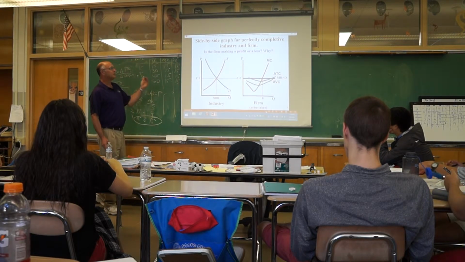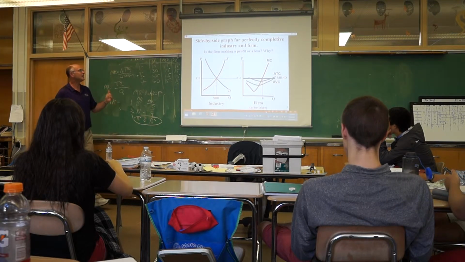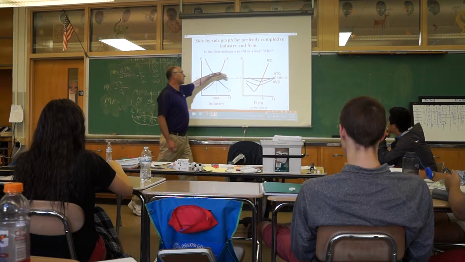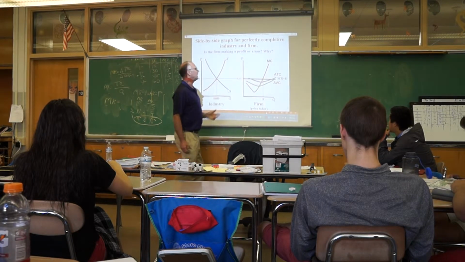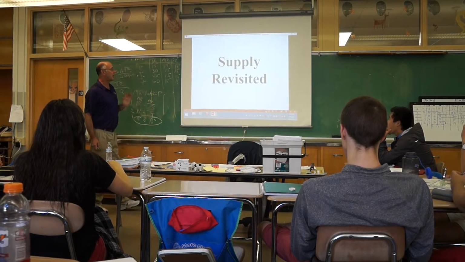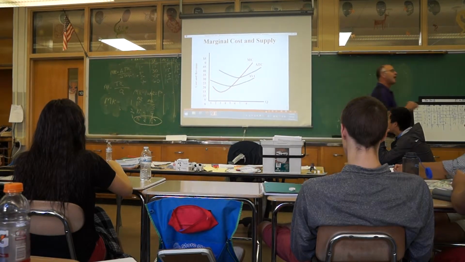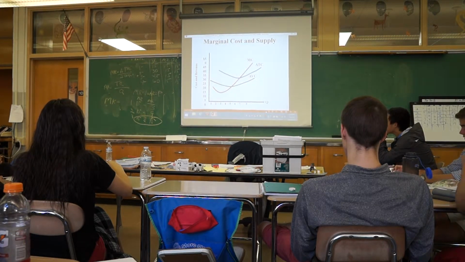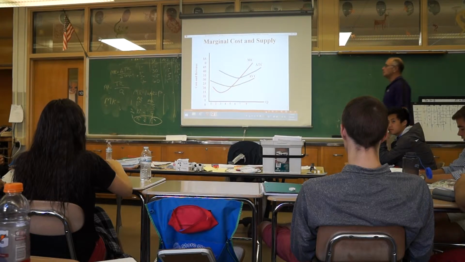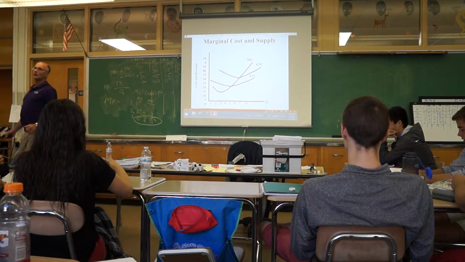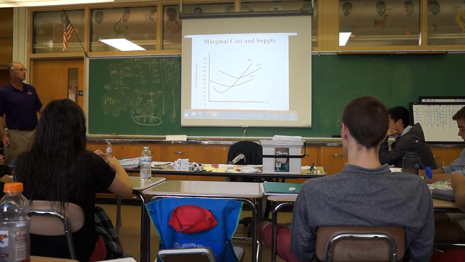Okay, so here's your side-by-side graph. Now, John, is the firm making or losing profit? Making. It's making, right? You drop the ATC, drop it for profit. There it is. The firm's making profit. Now, what happens, Jess, in supply as price goes up? What happens to quantity supplied? As price goes up, quantity supplied would go up, right? That's why it's upward sloping.